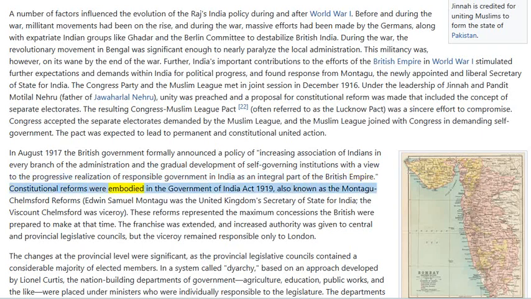Constitutional reforms were embodied in the Government of India Act 1919, also known as the Montagu-Chelmsford Reforms. Edwin Samuel Montagu was the United Kingdom's Secretary of State for India, and the Viscount Chelmsford was viceroy. These reforms represented the maximum concessions the British were prepared to make at that time. The franchise was extended, and increased authority was given to central and provincial legislative councils, but the viceroy remained responsible only to London.